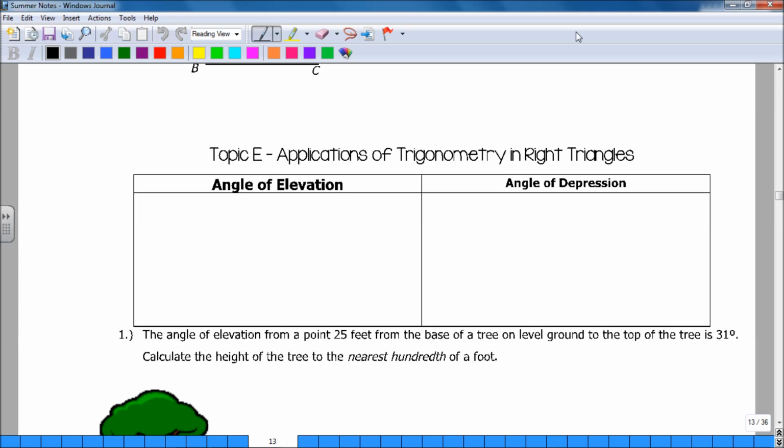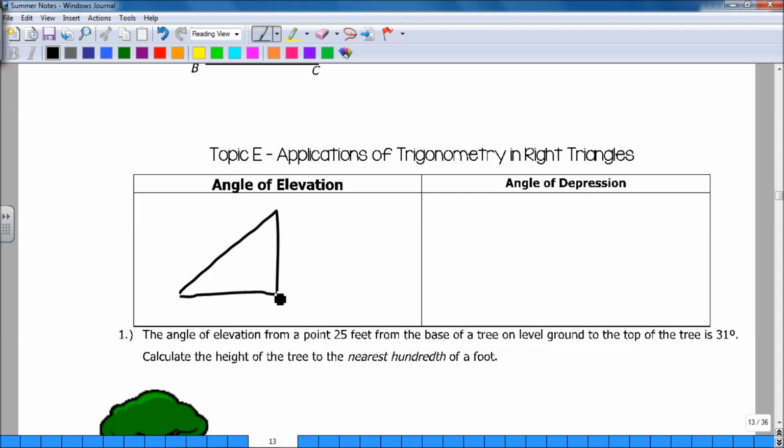All right, topic E is applications of trigonometry in right triangles. So now you know how to solve problems that require trigonometry in right triangles. We're going to apply them to real life scenarios. But the first thing that you need to do is understand what an angle of elevation is and what an angle of depression is.